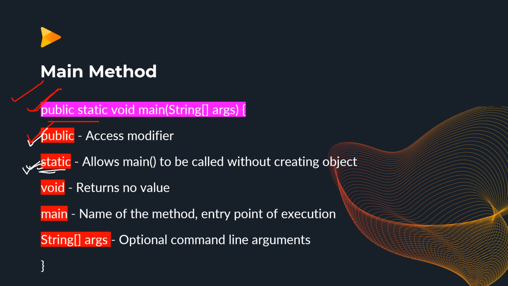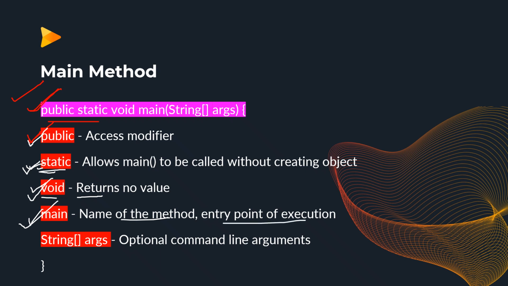Okay, and now there is void. Void is a keyword which tells that this method returns nothing, that it returns no value. So this is known as void. After that we have used main. Main is the name of a method, and this is the entry point of execution.